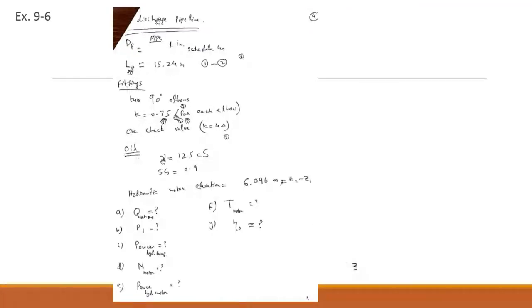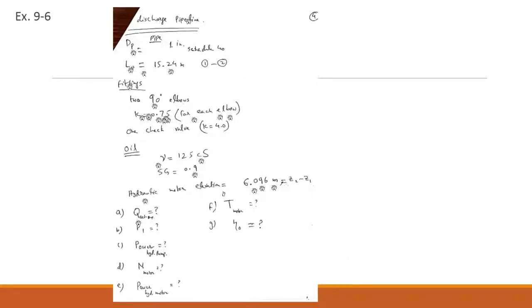For the oil, the kinematic viscosity in centistokes is given, and the specific gravity is given as 0.9. So the hydraulic motor elevation is 6.096 meters, which is of course converted from feet to meters, and which is equal to Z2 minus Z1.